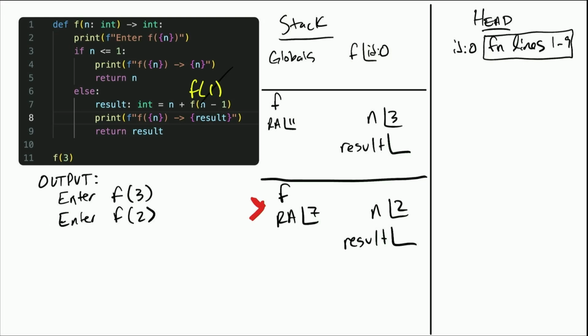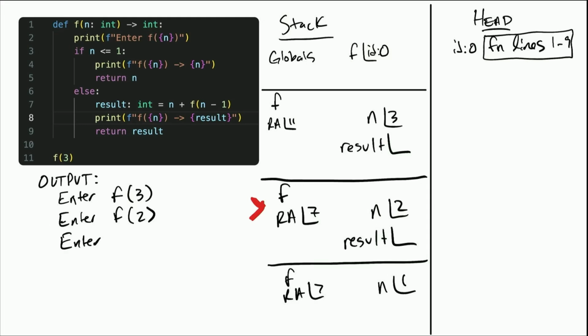So this is a full function call. We push another frame here. And f's return address is line 7. This time around n is 1. And we jump in, and we see that we're going to print enter f 1. It's the very first thing that we do on line 2. So that's our output. And then we test, is n less than or equal to 1? Yes, it is. So we've reached our base case.